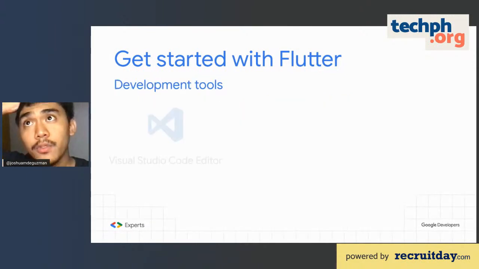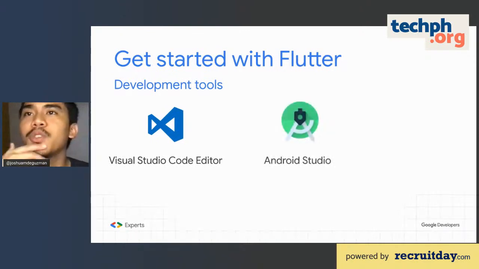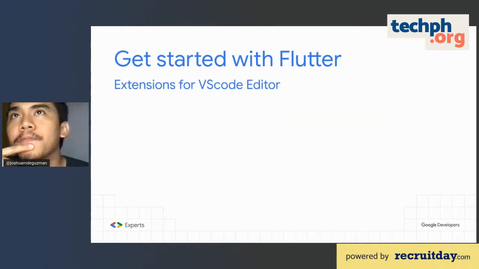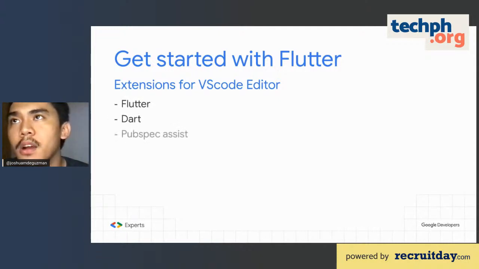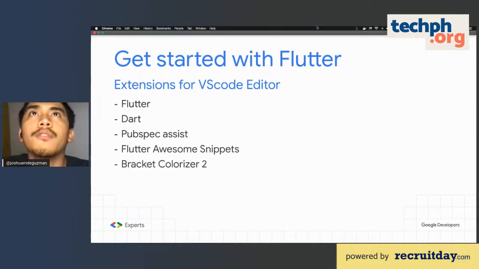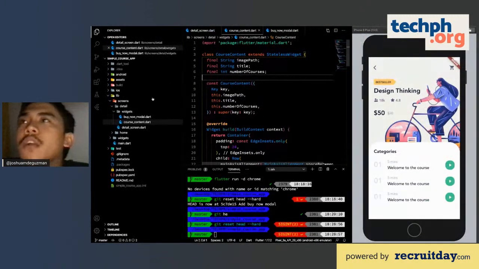Some of the development tools that we will be using, or rather the only tool we will be using, is Visual Studio Code, but you can also use Android Studio and Xcode. And some of the extensions that we have for Visual Studio Code: Dart, Flutter, which will be helpful for building Flutter apps, PubSpec Assist, Flutter Awesome Snippets, Bracket Pair Colorizer. So let's try to see these extensions. So this is the app that we're trying to create later. We'll just try to see the extensions.